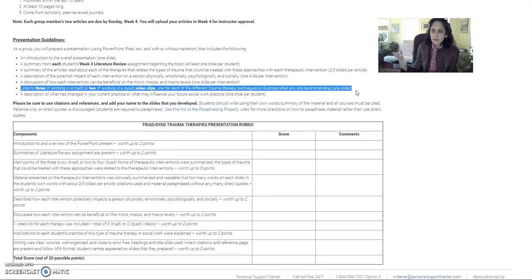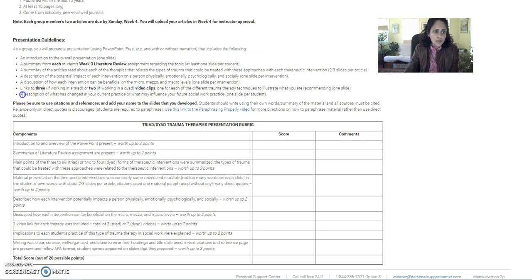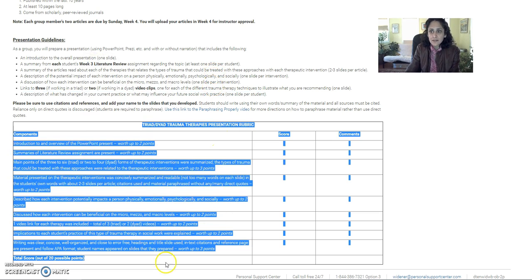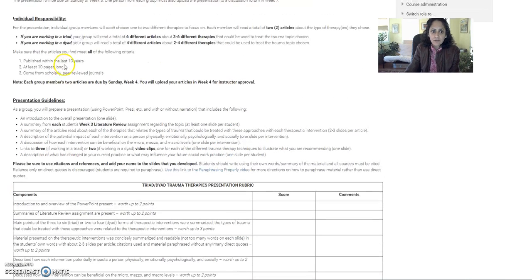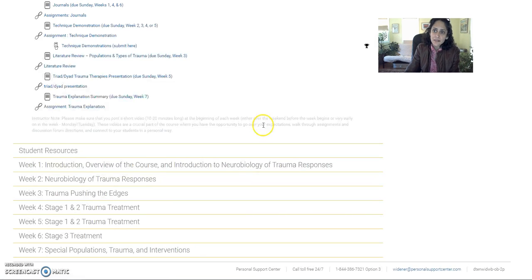So if you could find ways of integrating that, or finding a video clip on that, you would just put it in your presentation. Just make sure it's appropriate for everybody and is really clinical in nature. Okay. A description, and this is again your personal slide, one slide per student, a description of what has changed in your current practice or what may influence your social work practice, one slide per student. Okay. So follow the rubric. That's the easiest way you can get this done. And if you have any questions, again, please email me.